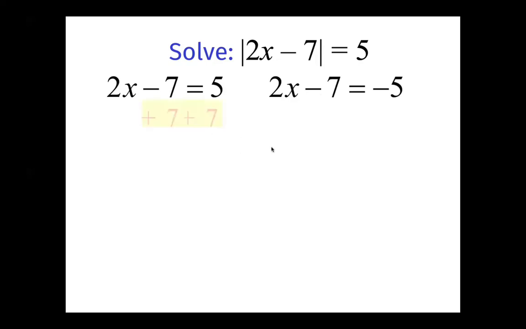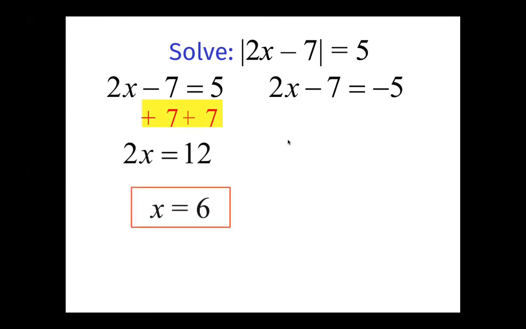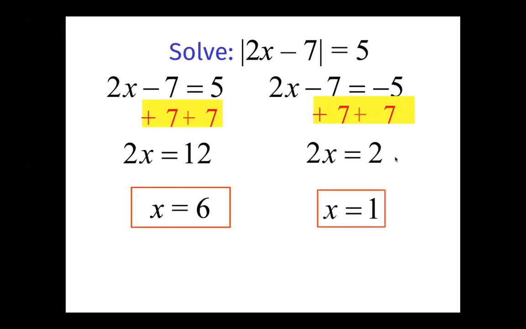I'll go ahead and add 7 to both sides on this one. 7 cancels, and you're left with 2x equals 12. Divide both sides by 2, and then you're left with x equals 6, and that's your first solution. Let's go ahead and do the same for this one. Add 7 to both sides. Negative 5 plus 7 equals 2. Bring down your remaining 2x, and then divide both sides by 2. You're given x equals 1. So that is your other solution.